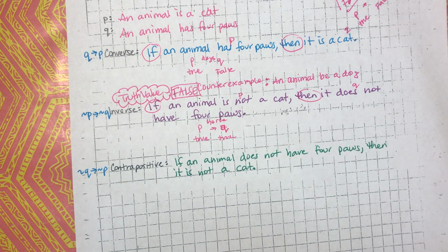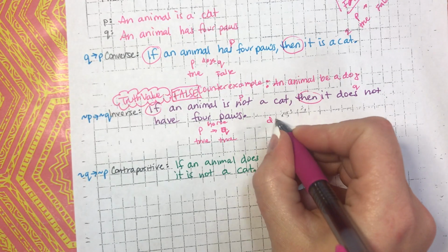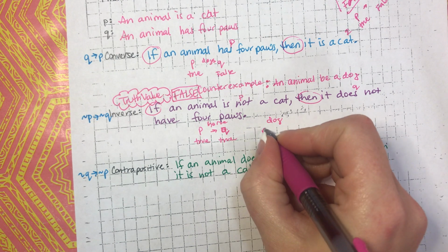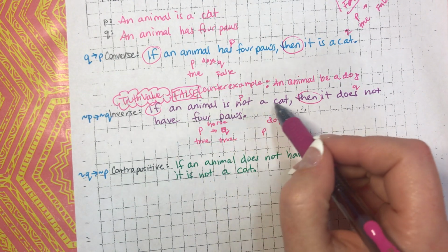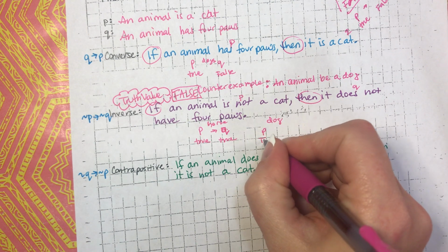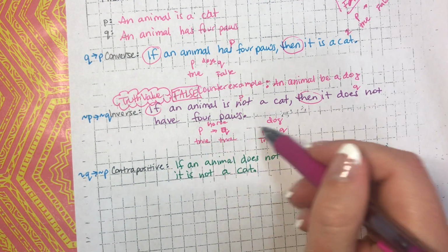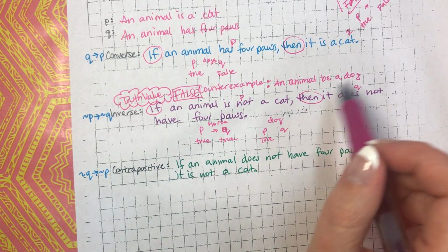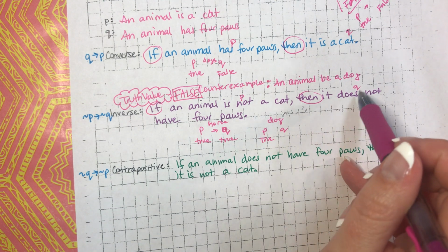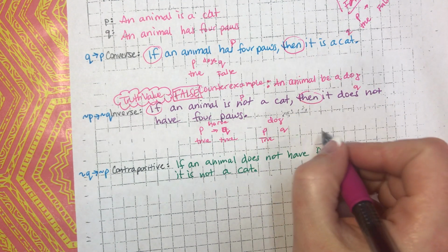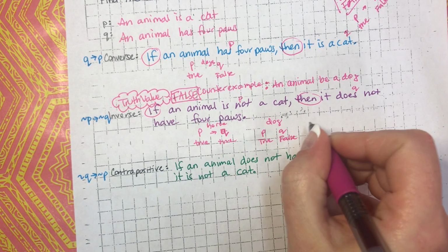But can we think of a counterexample? An animal that's not a cat that would have 4 paws. What would that be? What about dogs? Okay, so if we look at the hypothesis, an animal is not a cat. A dog is not a cat, so that's true. Then we go to the conclusion, then it does not have 4 paws. It does not, so that means that if an animal is not a cat, the dog does not have 4 paws, but the dog does have 4 paws.